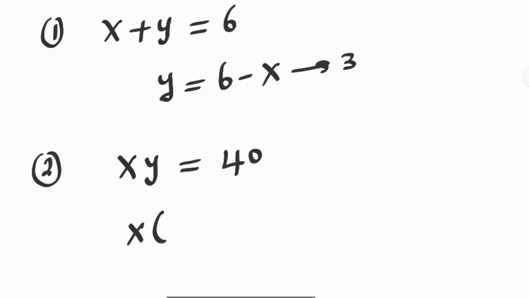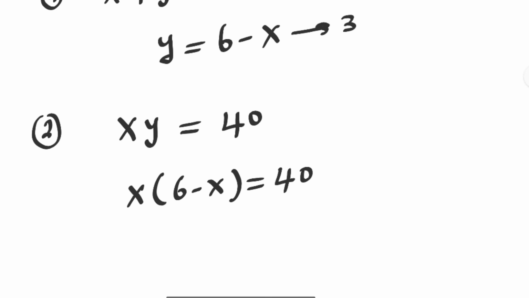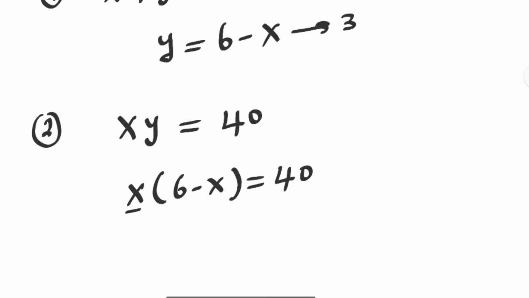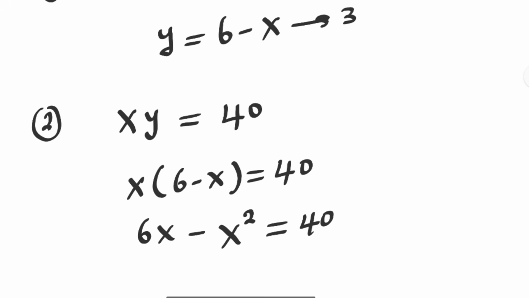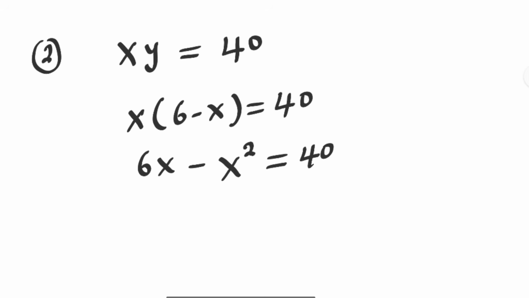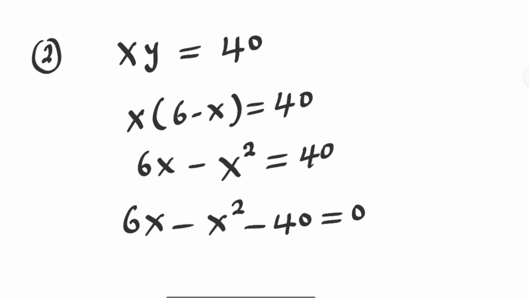x bracket 6 minus x is equal to 40. Let us open the bracket. x multiplied by 6, 6x, minus x multiplied by x, x square is equal to 40. Let us equate everything into 0. We have 6x minus x square minus 40 is equal to 0.